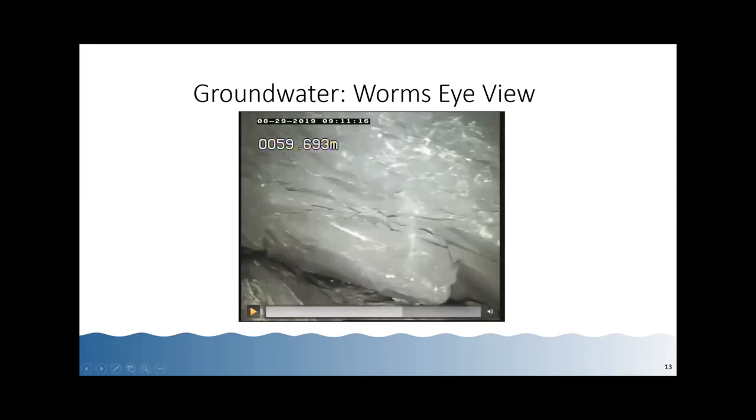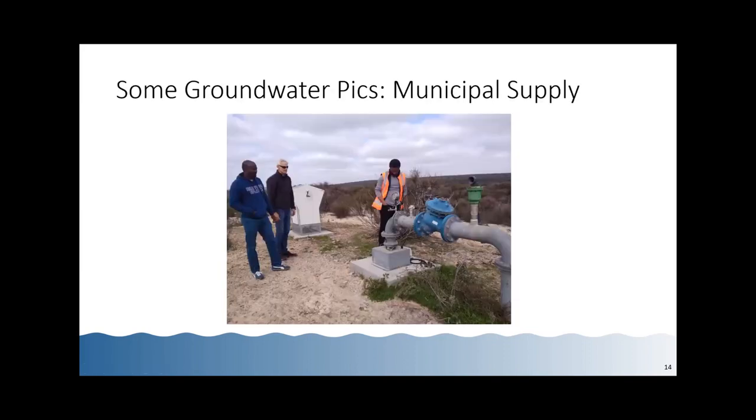Here's another picture of what groundwater should look like. Now this is a municipal supply borehole for Lambert's Bay. Also no fireworks here, but this is a borehole that's got monitoring equipped so that they know exactly what the water level is doing. It's got a flow meter equipped so they know how that level is reacting to the volume that they abstract. And this is the lifeblood of Lambert's Bay. There's another borehole similar to this, and it's a secure, well-managed resource.